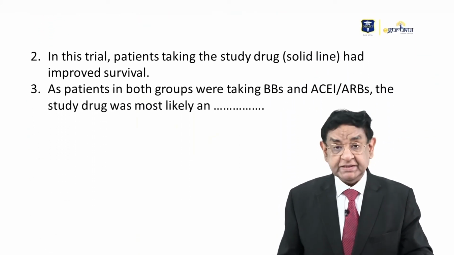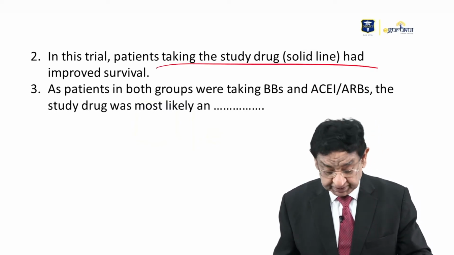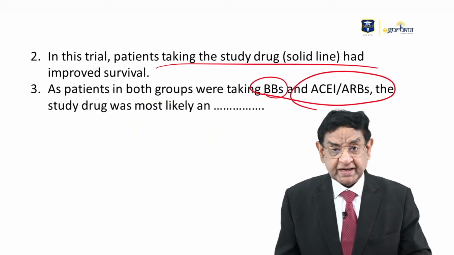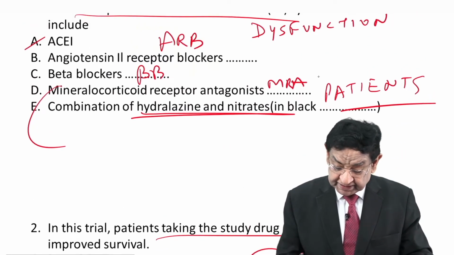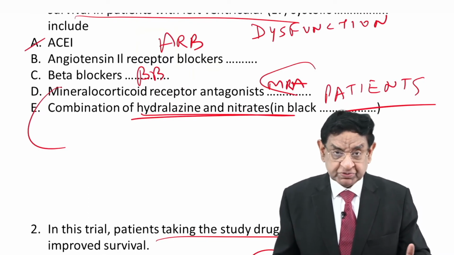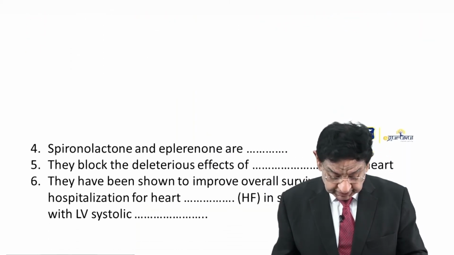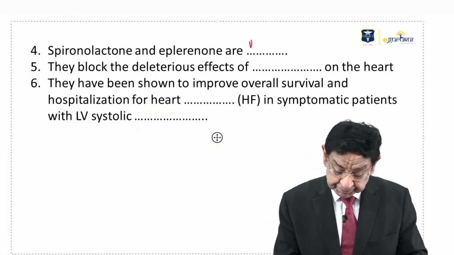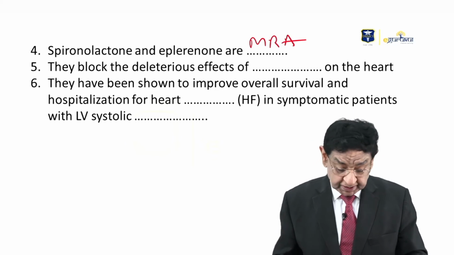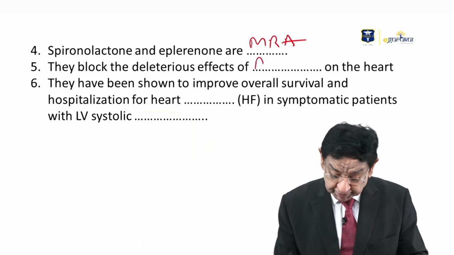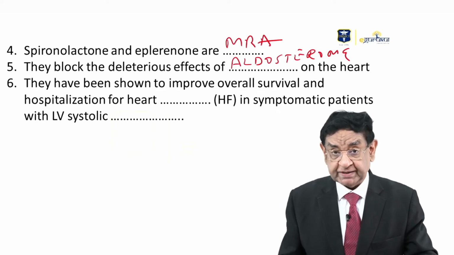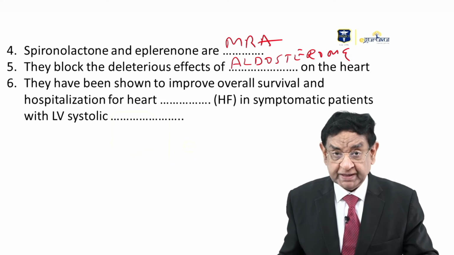Now, in this the patient is taking the study drug, solid line. In both the groups, the patient is already taking beta blocker and ACEI. So we are left with one drug, MRA, which definitely has mortality benefit. So this must be the option. As I told you, spironolactone and eplerenone are both MRAs. They block the deleterious effect of aldosterone on the heart. Ultimately they reduce the intravascular volume, plus they have a direct action, also controlling BP and improving heart failure.